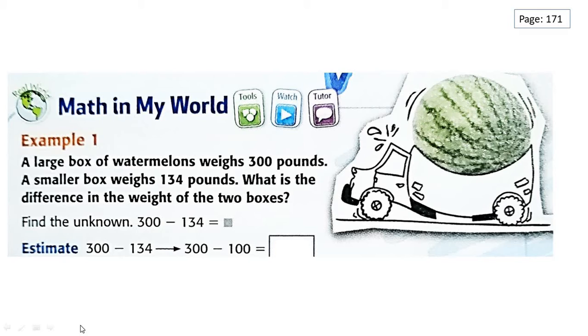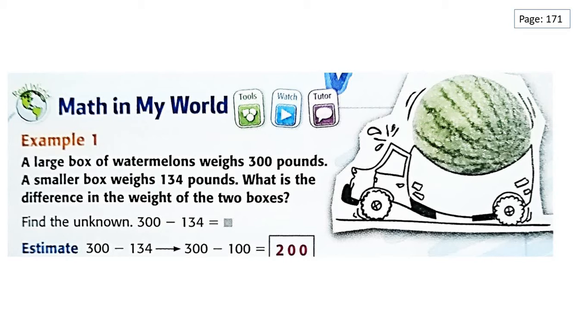We should find the difference. We have 300 minus 134. So we will round the first number to the nearest hundred and the second number to the nearest hundred also. The first number is already 300 and the second number is going to be 100. So we have 300 minus 100 and this is equal to 200. Now let's start to subtract these numbers.